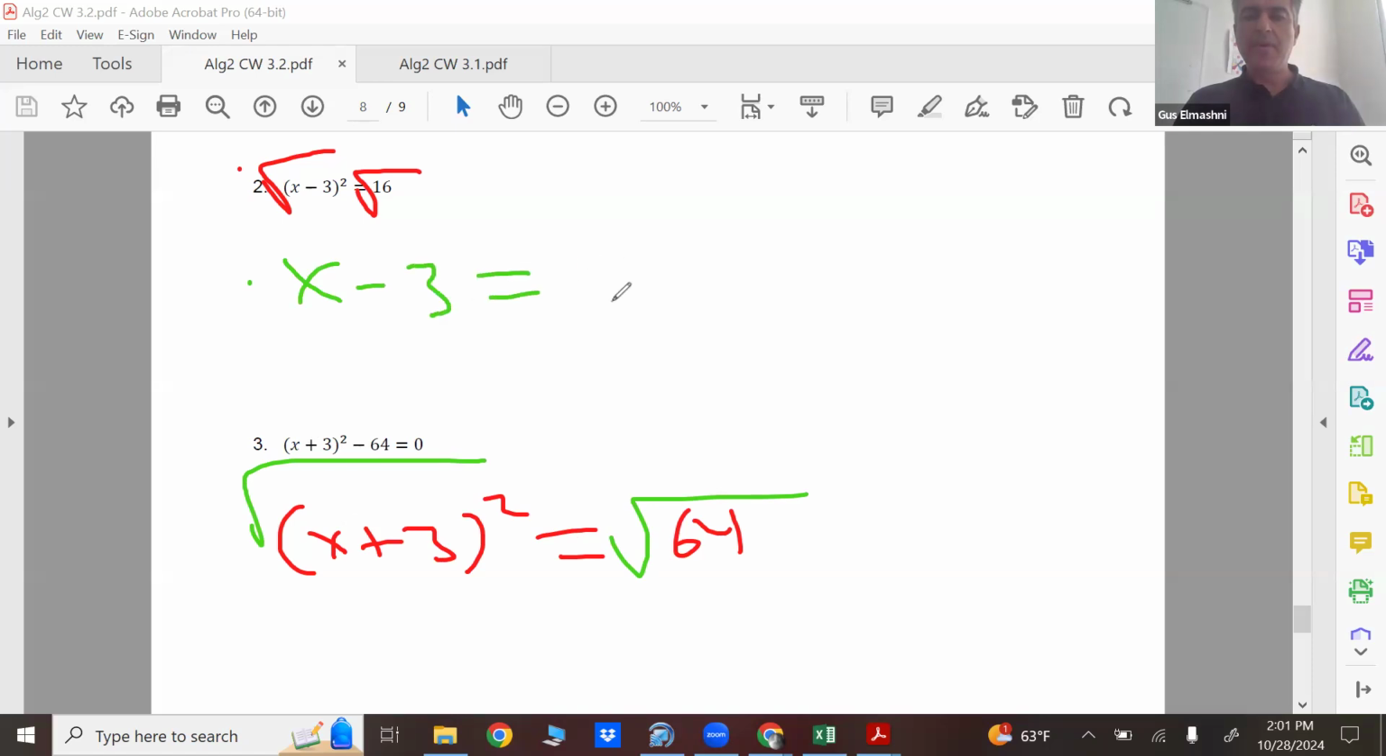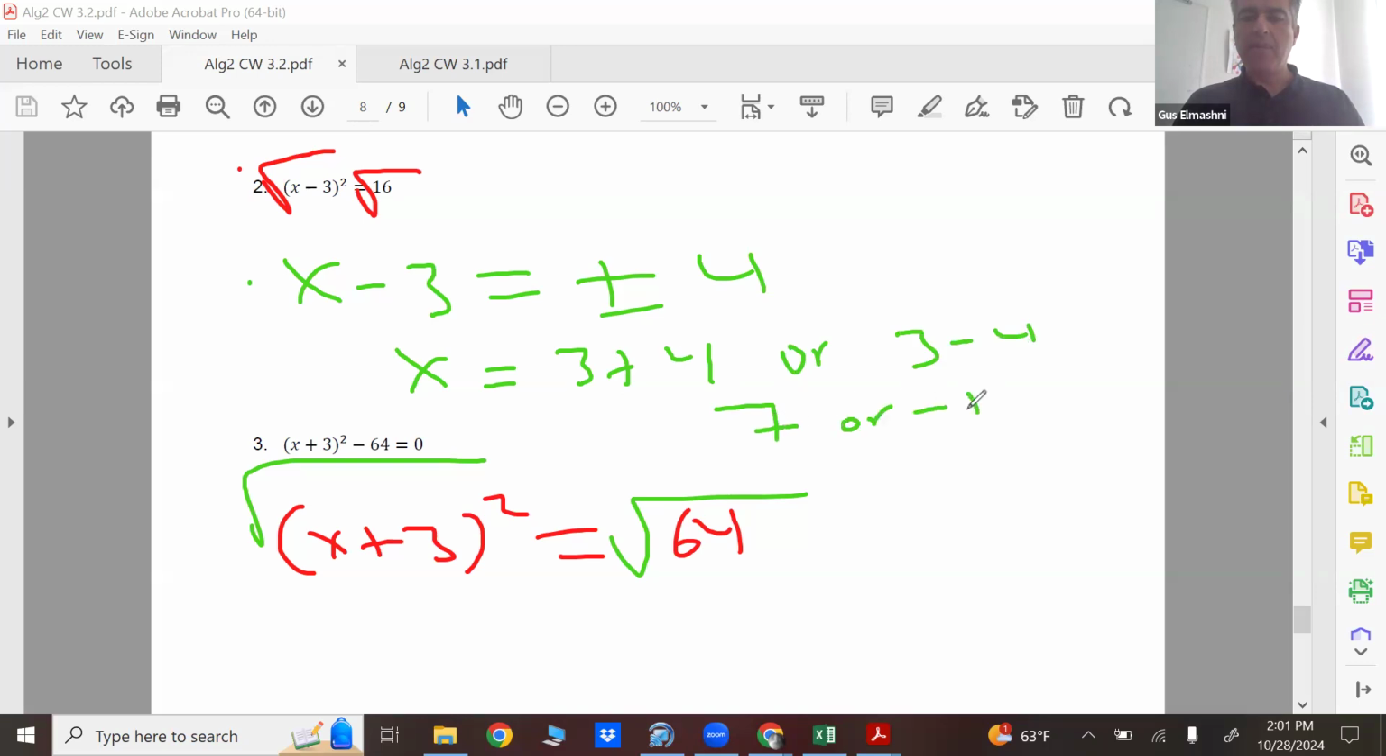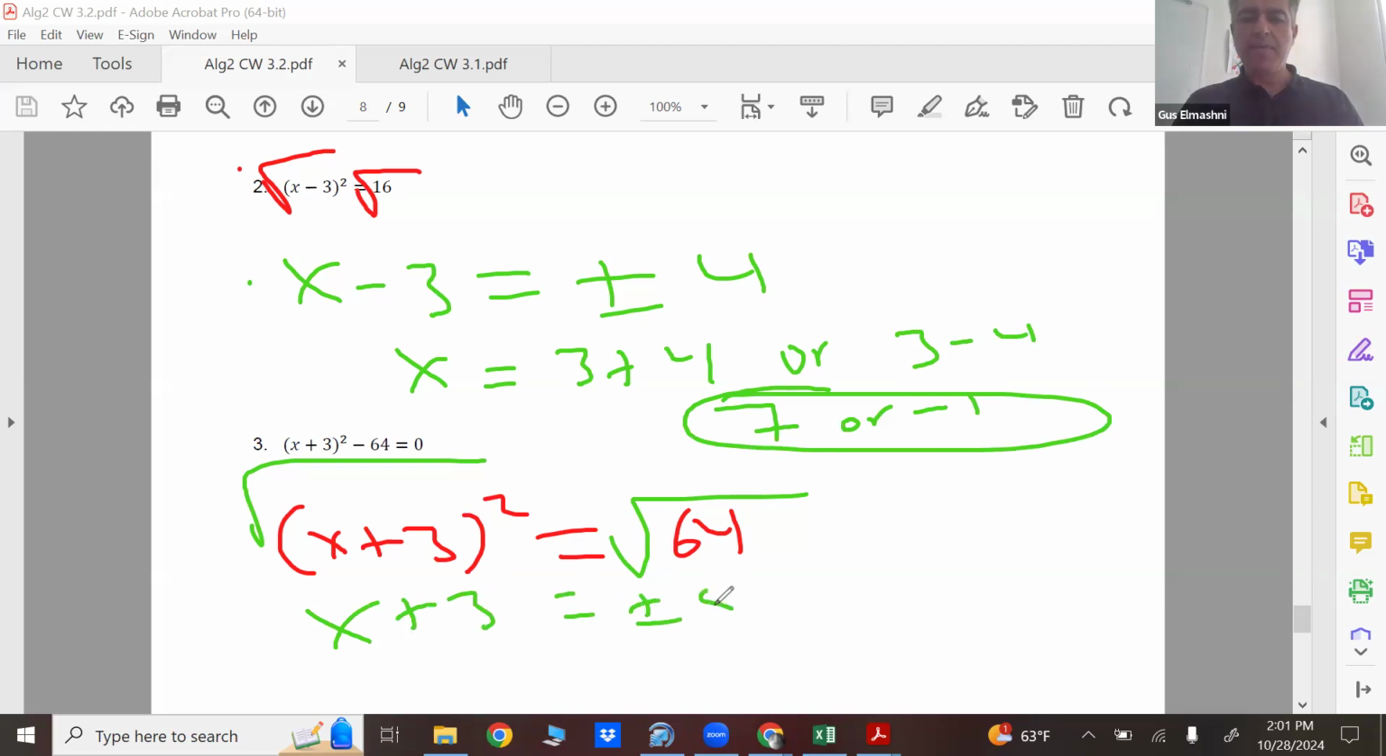x minus 3 equals plus or minus 4. x equals 3 plus 4 or 3 minus 4, which is going to be 7 or -1. Or here, x plus 3 equals plus or minus 8. So x equals -3 plus 8. You're right, yes. Thank you. So you get 5 or -11.